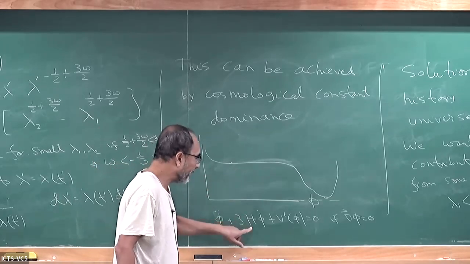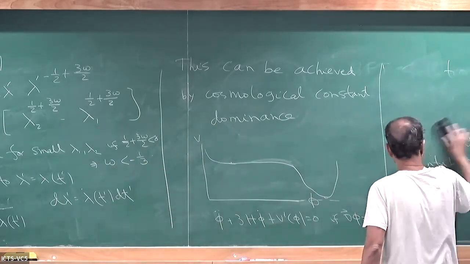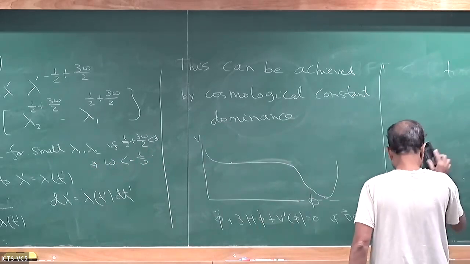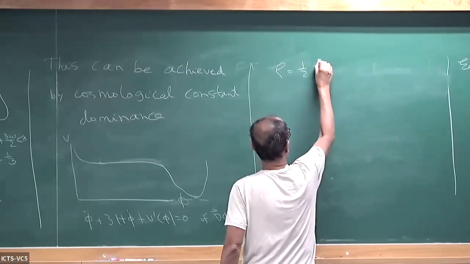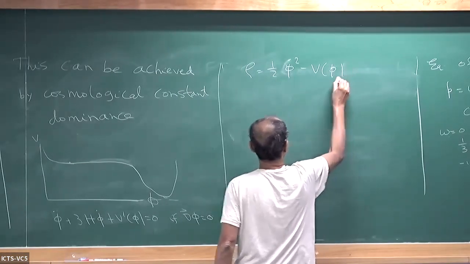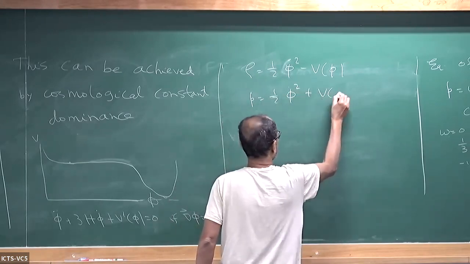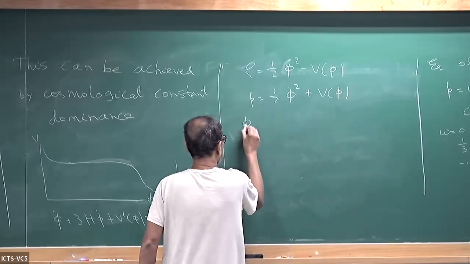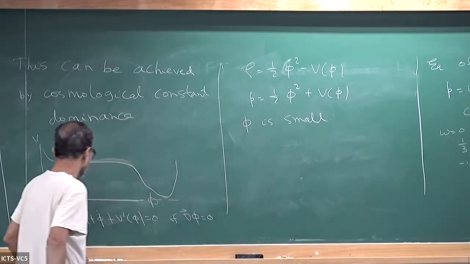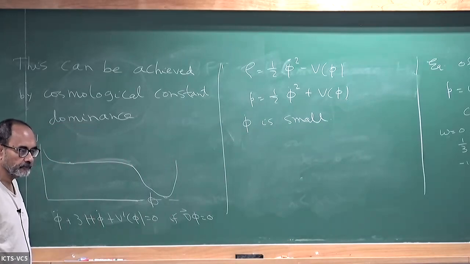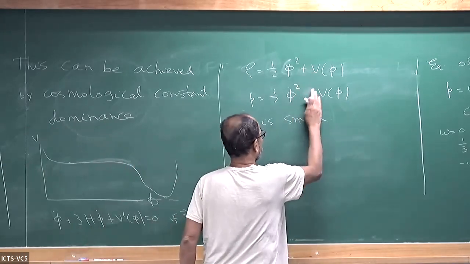Okay, so what will be the energy density? Rho would be half phi dot squared plus V of phi, and phi dot is small because of damping. Sorry, rho is plus, V is minus, thank you.